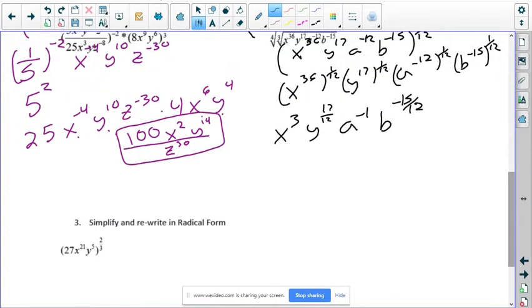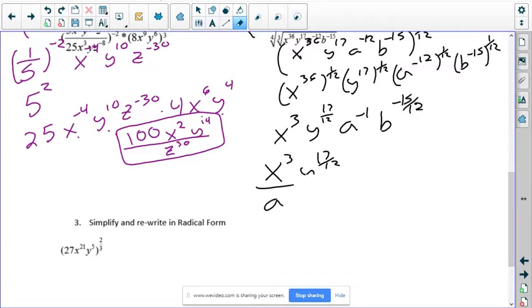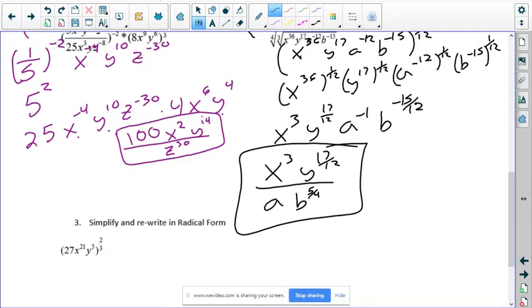I just lost it. There it is. So we have x to the third, y to the 17/12ths, and in the denominator a to the first, b to the 15/12ths. Now, some of these came out really nice, reduced really well. I definitely could simplify that 15/12ths. Both the numerator and denominator divide by 3. That was too big of an eraser. So divide 15 by 3 to get 5, divide 12 by 3 to get 4, and here would be our answer.